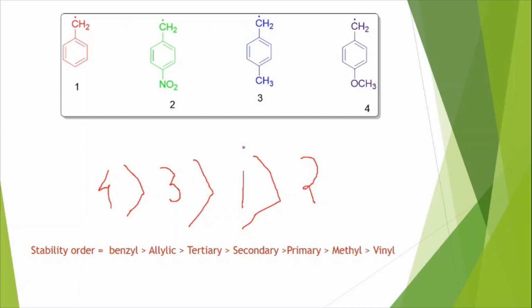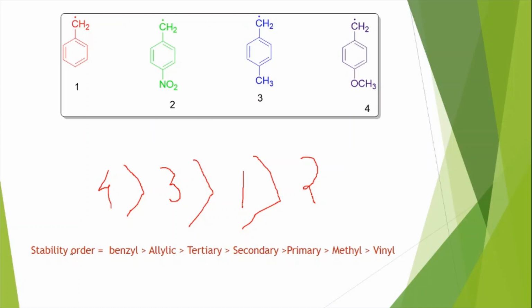Okay, so this is the stability order, and this type of question is asked in competitive examinations like NET, SET and GATE. The question may be asked: arrange the following compounds in increasing or maybe decreasing order of stability. At that time you should know the basic concept. If your concept is clear, then you can easily solve those questions.